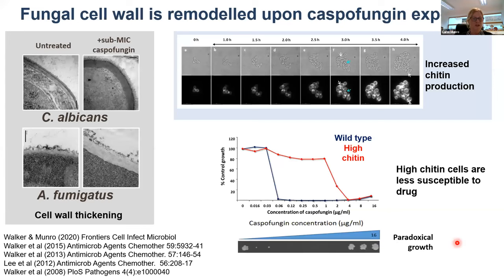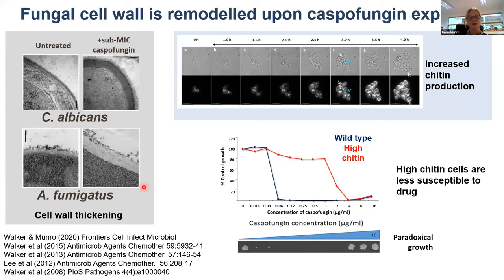And we've shown over the years, when I worked with Neil Gow in the past, that when you treat cells with caspofungin, the cells will respond by thickening their cell wall. This is at suboptimal, sub-MIC concentrations of caspofungin. And this is true for Candida albicans and other Candida species, as well as Aspergillus fumigatus.